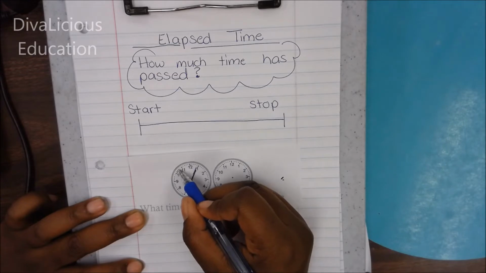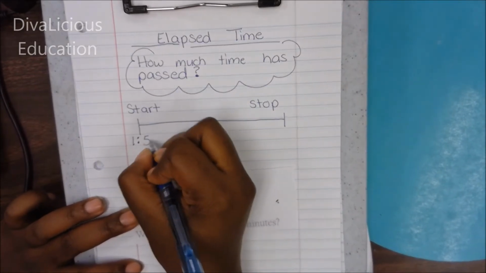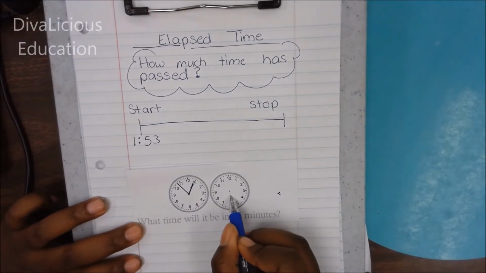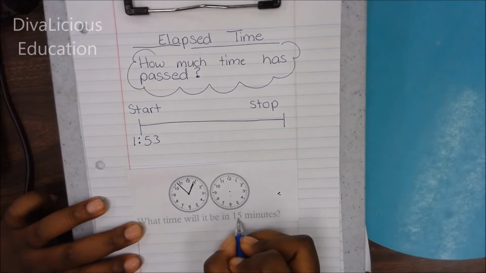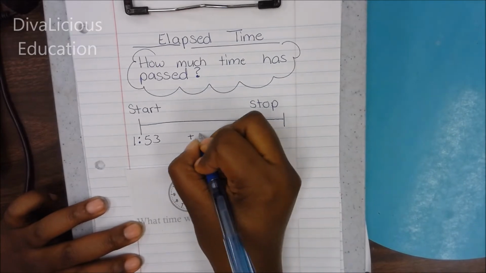1, 2, 3. So the start time is 1:53. Now on this one, we don't know what time it ended, but what we do know is that 15 minutes has passed. So we need to add 15 minutes.